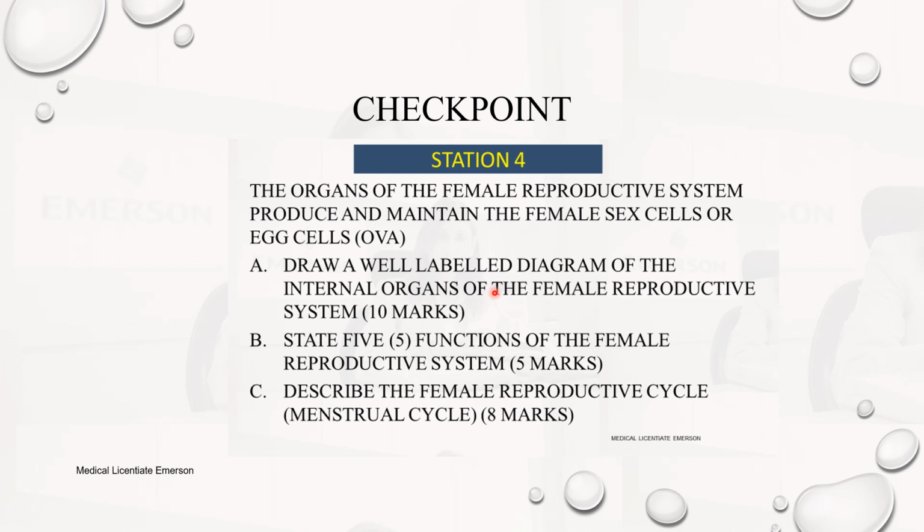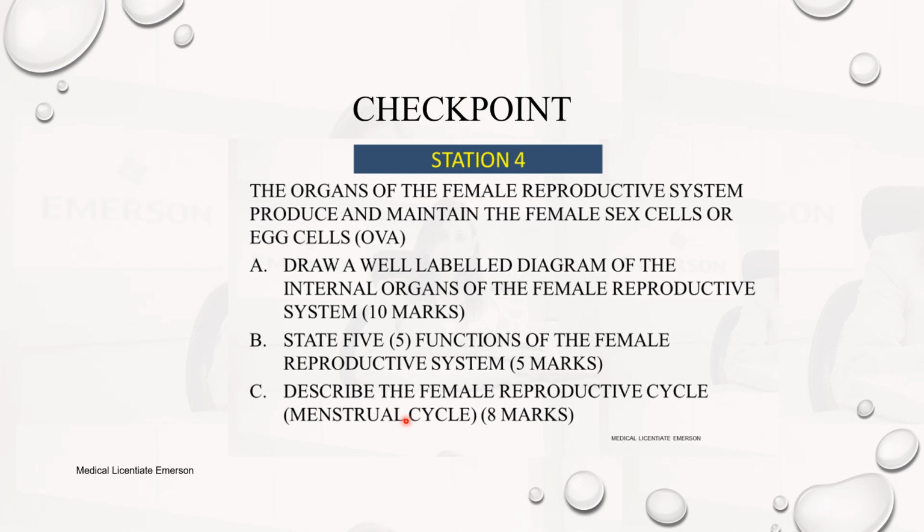At least people need to know how to draw. I can ask this for the male too, but the female one, I think, is easier, and even the quiz has a lot of questions I like to ask about. Then the other question is: state 5 functions of the female reproductive system. Then the last question is: describe the female reproductive cycle, or the menstrual cycle.